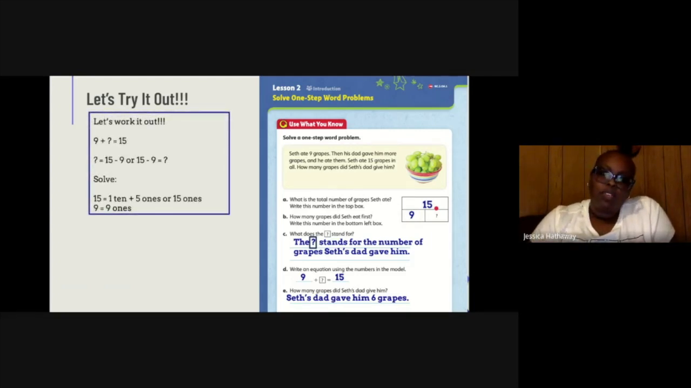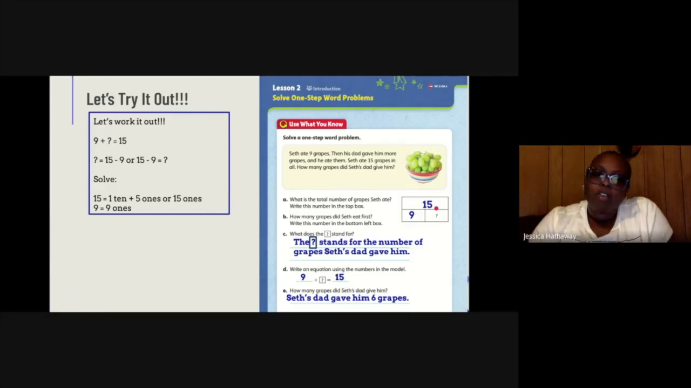Okay, so you can write this equation as 9 plus question mark equals 15. We can move the 9 to the right side, so we have question mark equals 15 minus 9, or we can write it the traditional way, 15 minus 9 equals whatever that sum is.